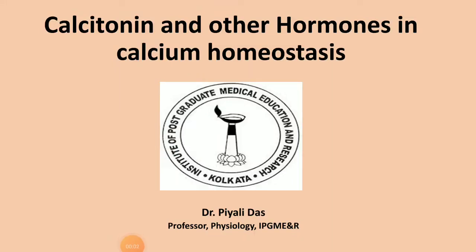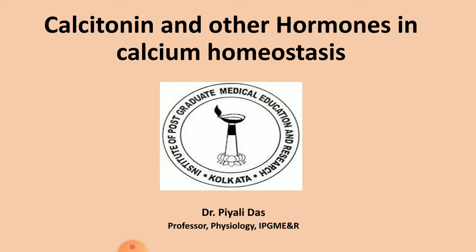Good morning, students. Till date, whatever hormones we learned regarding calcium homeostasis, like parathormone and 1,25-dihydroxycholecalciferol, are meant for increasing blood calcium level by different ways. So they are mainly secreted in a state of hypocalcemia.